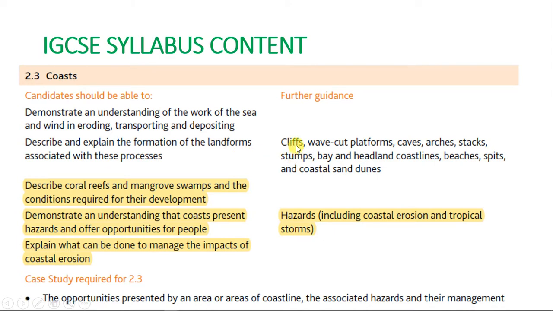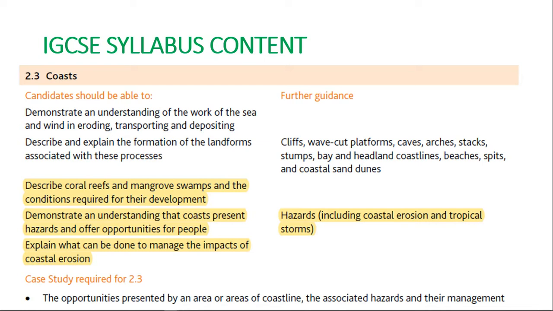We looked at cliff, wave cut platform, caves, arcs, stack, storm, bay, and headlands. Looked at beach, spits, and coastal sand dunes. So we went forward to also look at, we've been able to cover coral reefs and mangrove swamps and the condition for their development. So in this video, we'll now look at to know that the coast present hazards and opportunity for people, and these hazards include coastal erosion majorly and tropical storms.